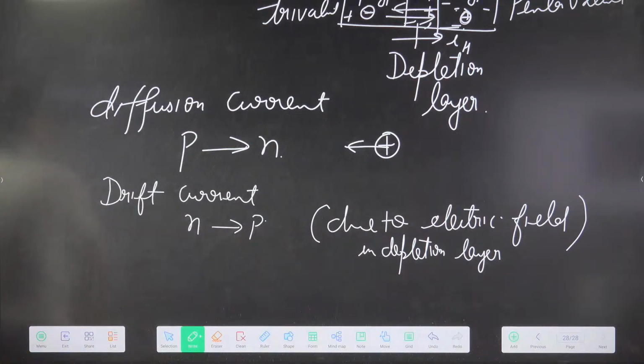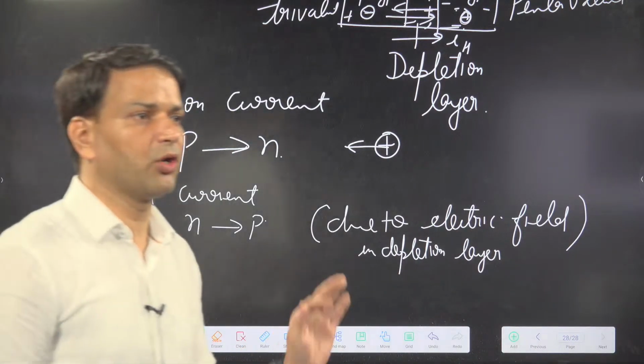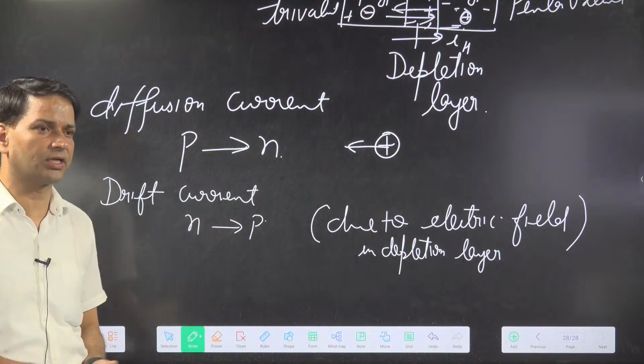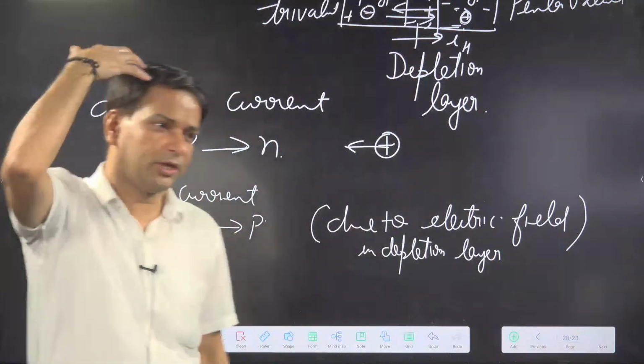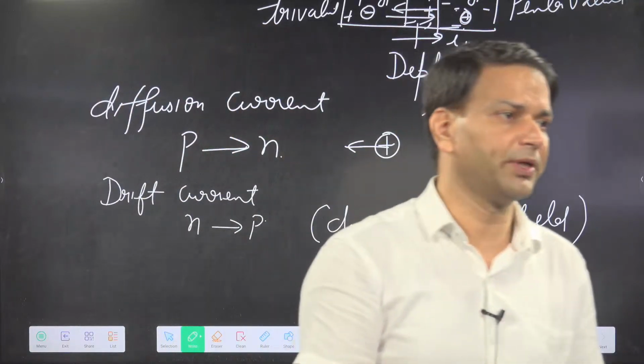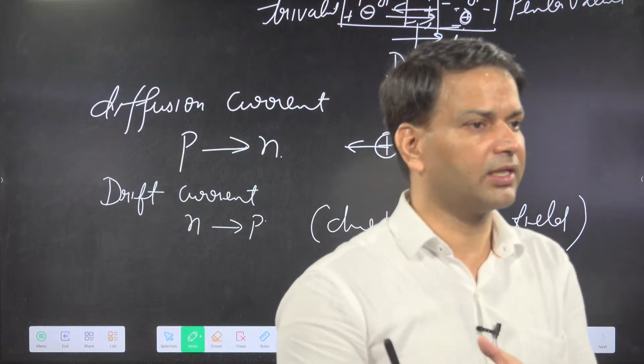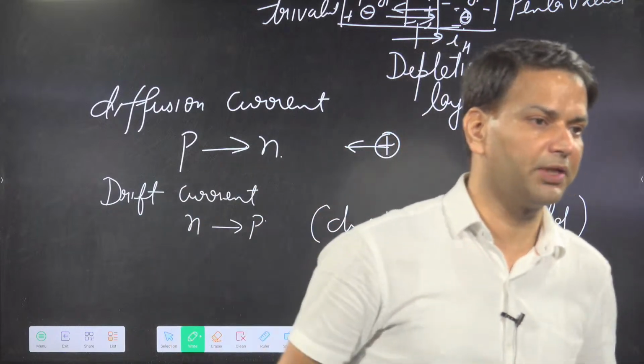Okay. So drift current, diffusion current, everybody got that. This was already asked earlier also. What is the direction of the diffusion current and drift current? Diffusion current is from P to N. Drift current is from N to P. Diffusion current is due to the concentration difference, and drift current is due to the barrier electric field, or the electric field developed in the depletion region.